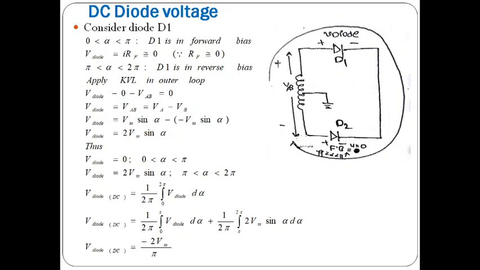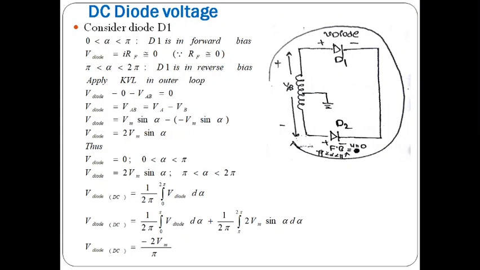So consider diode D1 in the 0 to π time period. We know it is similar to the half wave rectifier, but here we have two diodes and we are calculating only for diode D1. In the time period 0 to π, D1 is forward biased. So we know the voltage drop across diode D1 is 0 because the forward resistance RF is very small. In the second case, π to 2π, diode D1 is reverse biased. We are not bothering about diode D2, because we consider only diode D1.